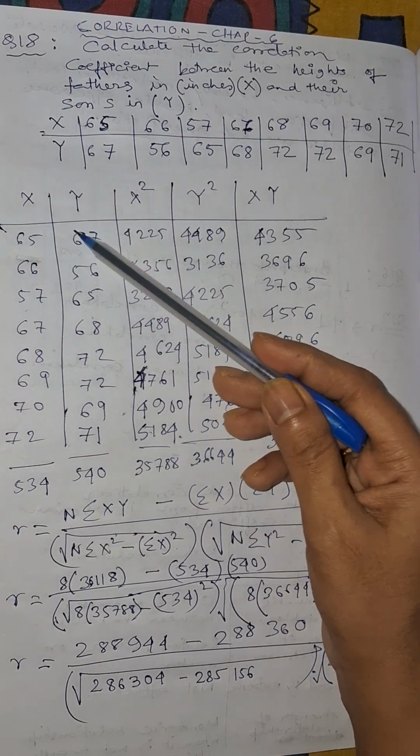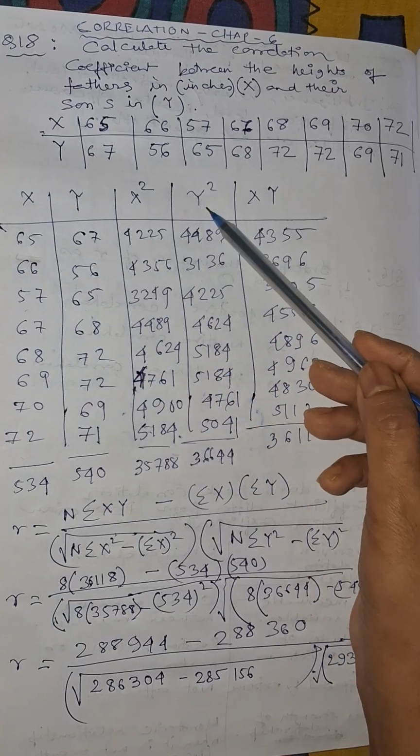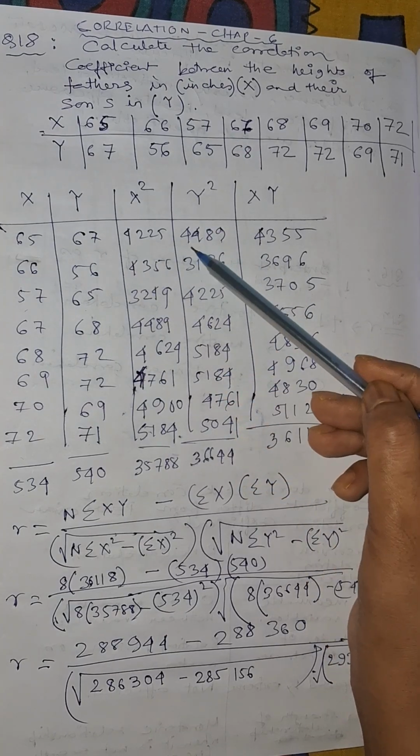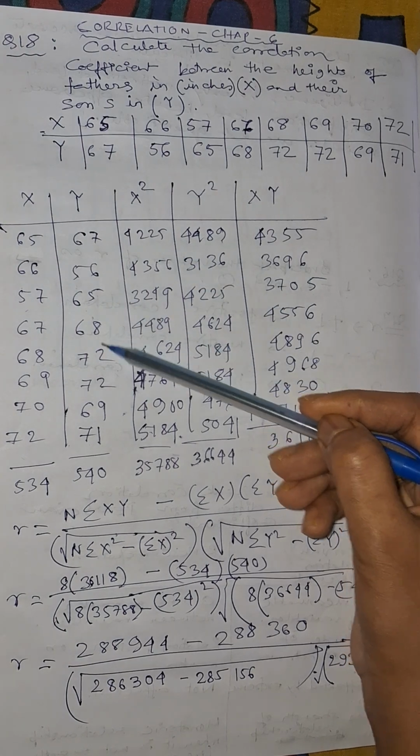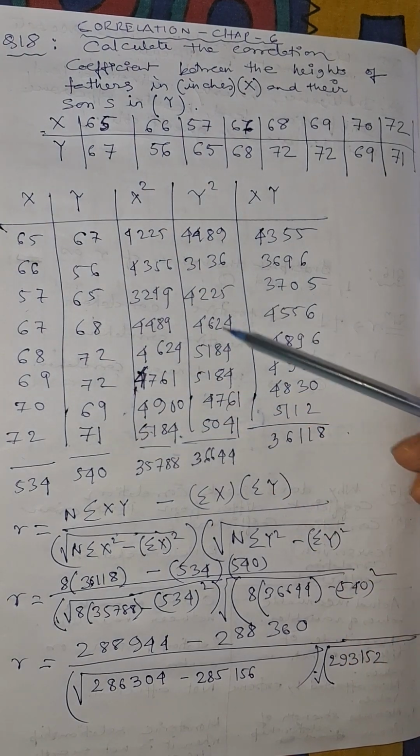Similarly, we do it for y. We square all the values of y and we get y squared. So 67 into 67 is 4489. 56 into 56 is 3136, and this way we square all the values of y to get y squared.